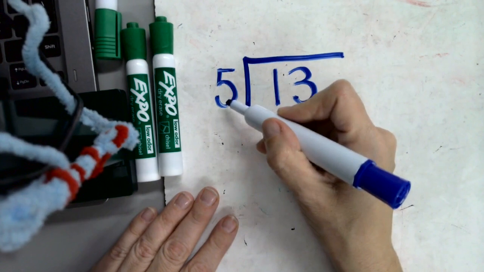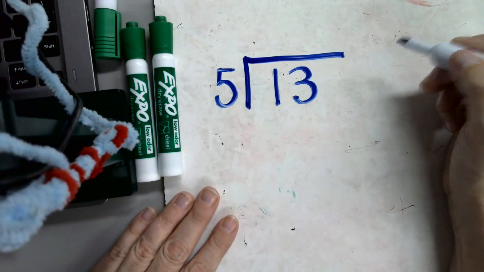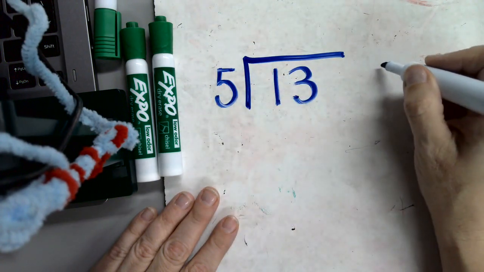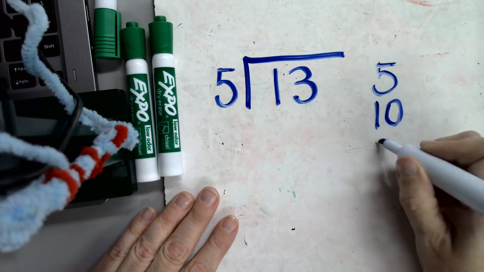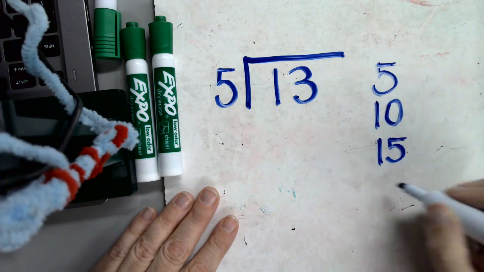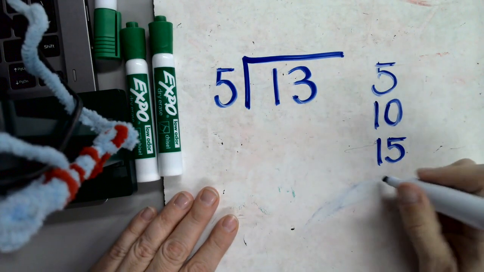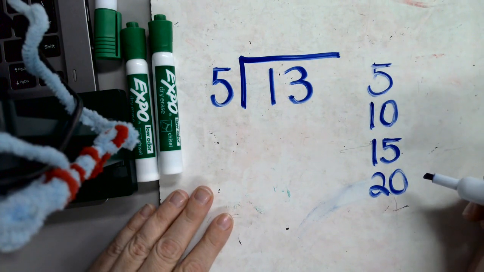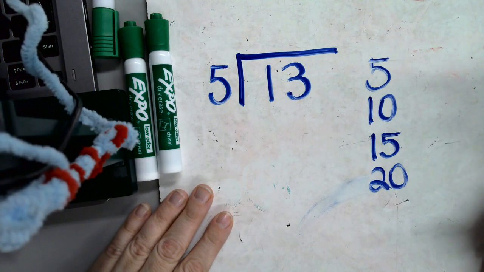So for example, we would say, well, 5 times 0 is 0. 5 times 1 is 5. 5 times 2 is 10. 5 times 3 is 15. 5 times 4 is 20. Now, after you do a few multiples, it's okay to stop because you may or may not need any more.